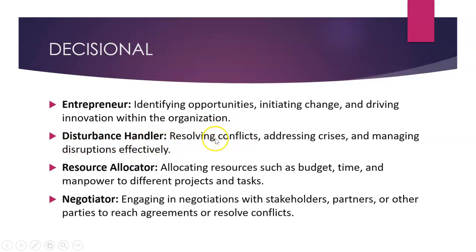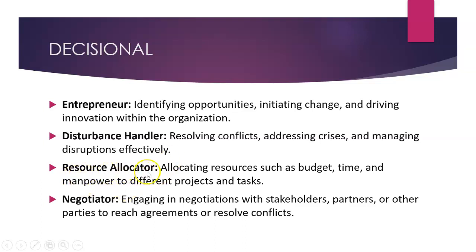So resolve conflicts, as the name suggests, disturbance handler. Whatever the problem, whatever the disturbance there, the role of the manager is to resolve conflicts, address crises and manage disruptions effectively. So under disturbance handler, they take corrective actions when the organization faces important unexpected difficulties. If there are some unexpected difficulties, then they take care of it.